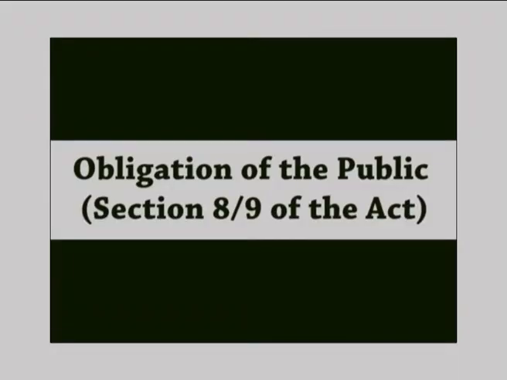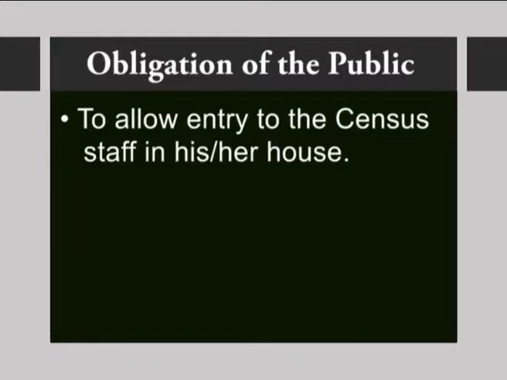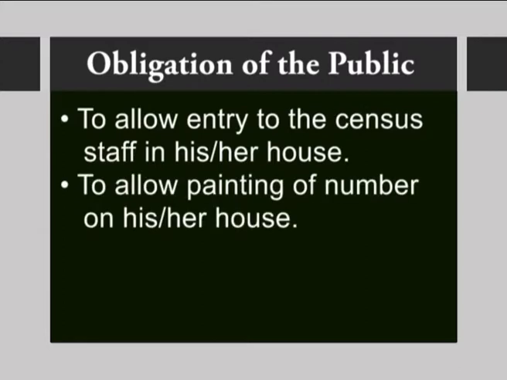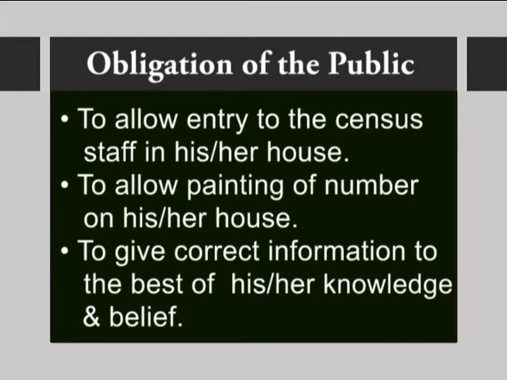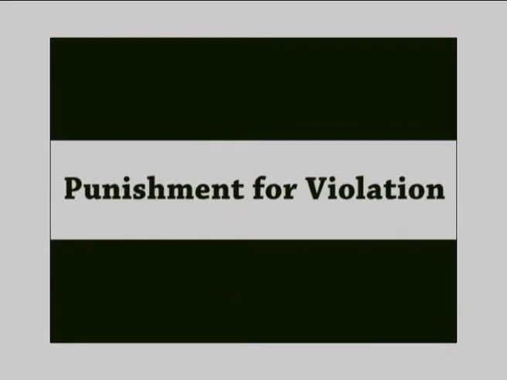Obligation of the public, section 8 or 9 of the Act, to allow entry to the census staff in his or her house, to allow painting of number on his or her house, to give correct information to the best of his or her knowledge and belief. Now, the punishment for violation: fine up to rupees 1000, this is under section 11 of the Act.